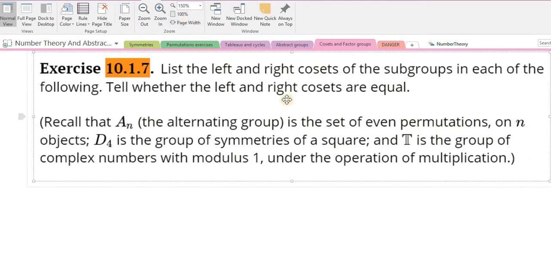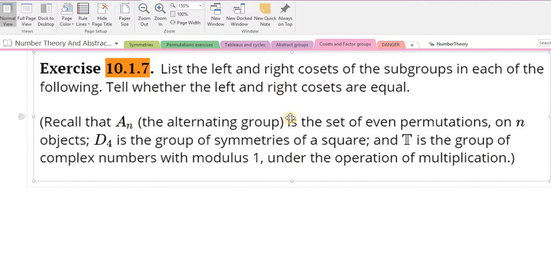All right. So it says list the left and right cosets of the subgroups in each of the following. Tell whether the left and right cosets are equal. So presumably you have some background on what coset means.